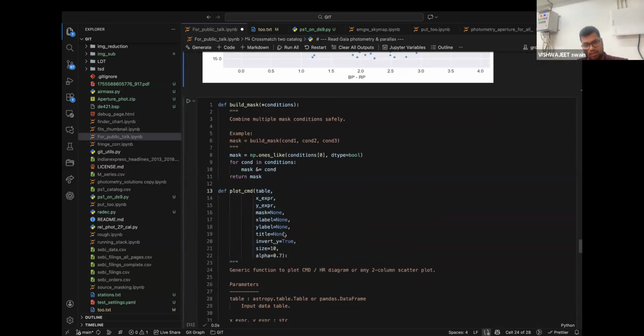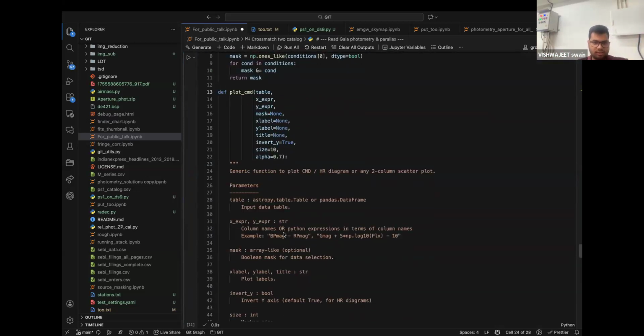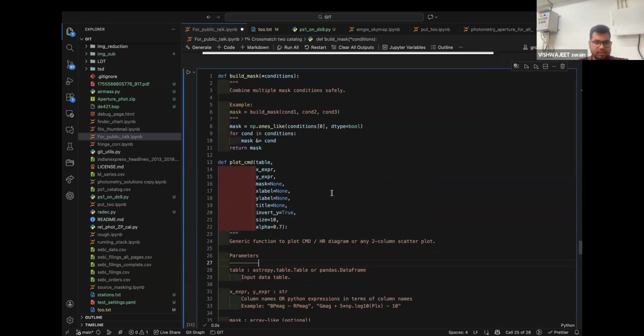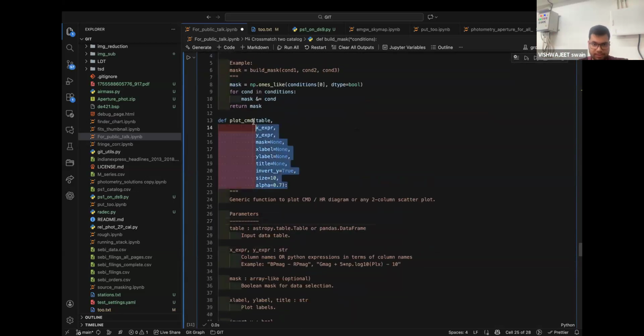To do the same thing, I made a function. In this function, you have to put the table, which will be the match table. You have to put the expression. The X expression means the column you want, right? For example, in our case, it's BP minus RP. So it will automatically calculate the ratio.